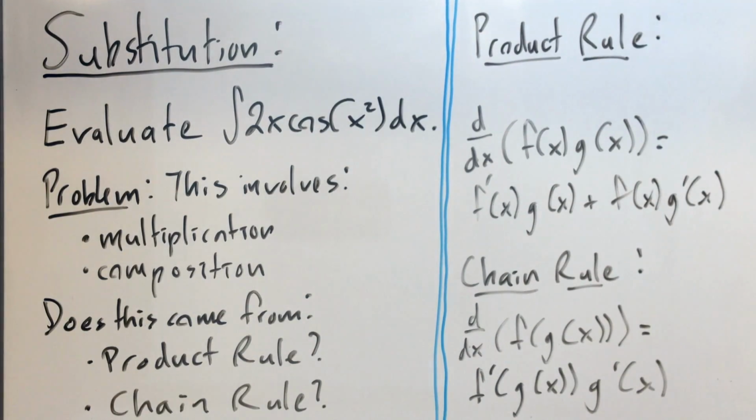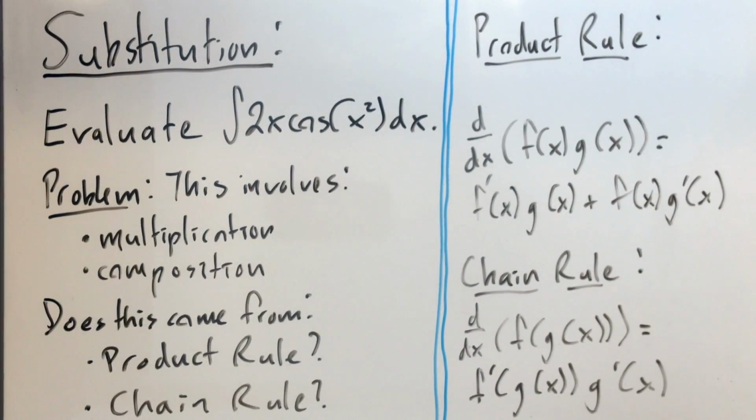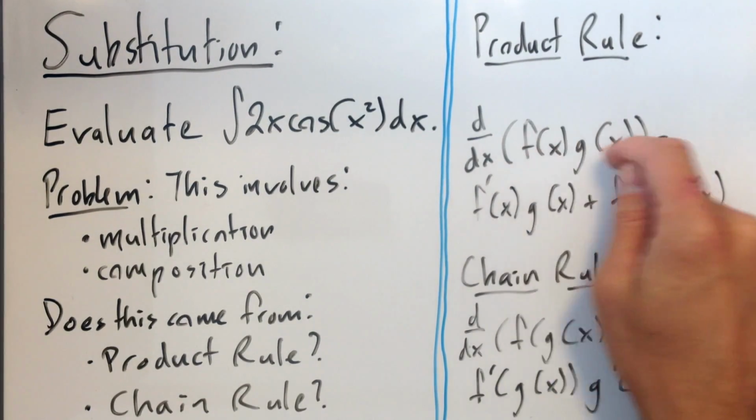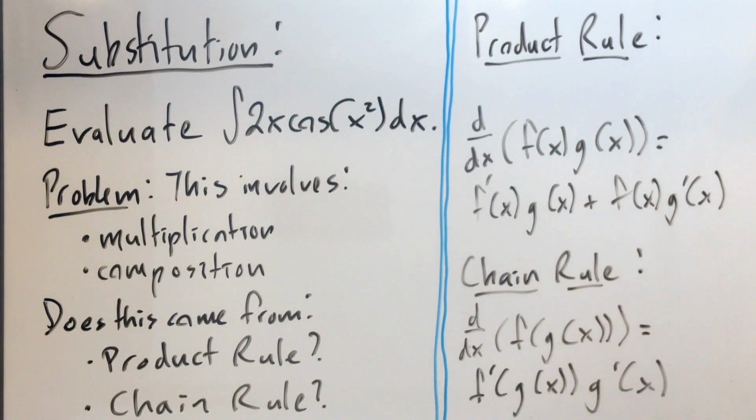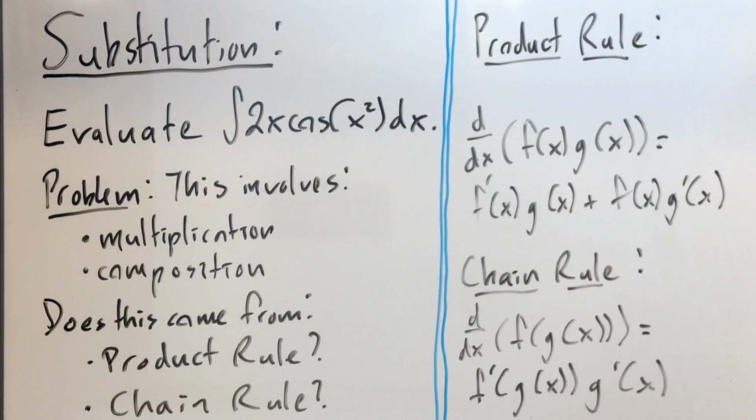And there are two things that I think about. First, that there's multiplication. It makes me think about the product rule. Second, that there's composition going on. Makes me think about the chain rule. Okay, let's take a look at these. So first, the product rule. With the product rule, the derivative of a product is the sum of these two products, f prime times g plus f times g prime.